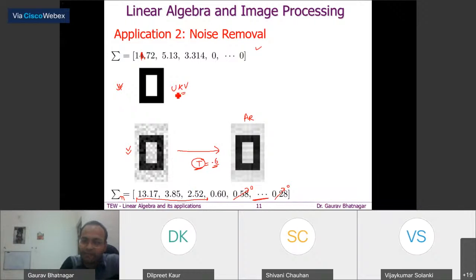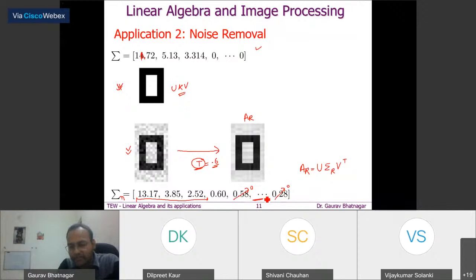Now I will use the same U and V and try to reconstruct my image. So I'm going to construct my image. A reconstructed is nothing but U sigma R V transpose. So what is the effect of making them 0? Initially there are only 0 elements, so these non-zero elements are the effect of adding noise in the image. Hence, whenever I'm making them 0, essentially I am trying to reduce the effect of noise addition.